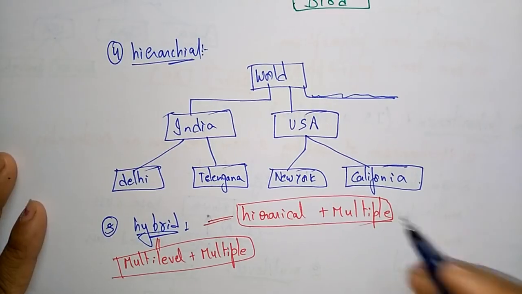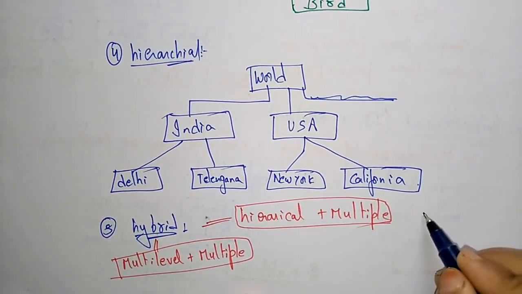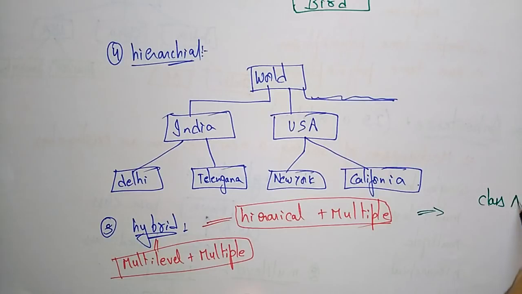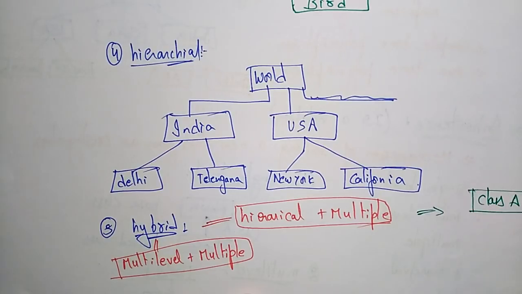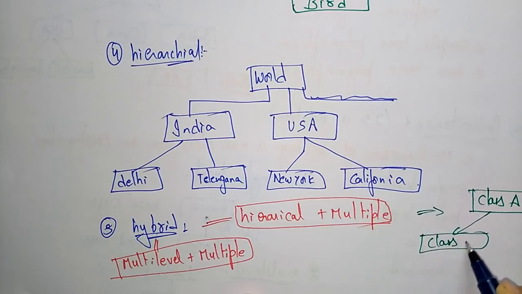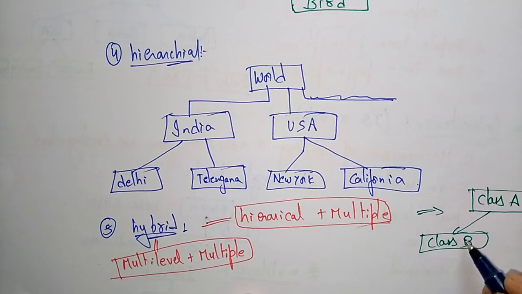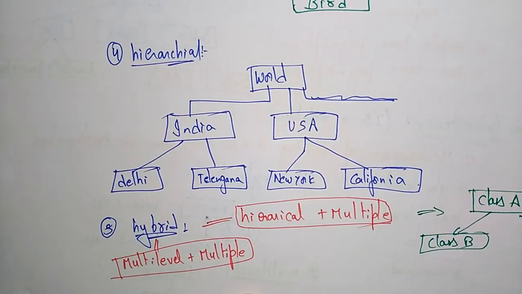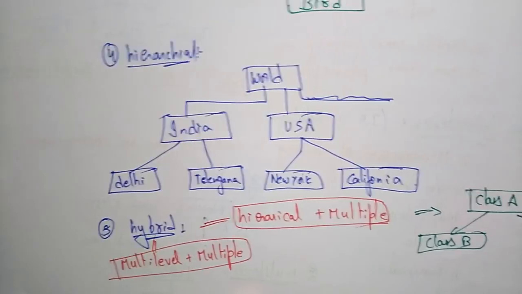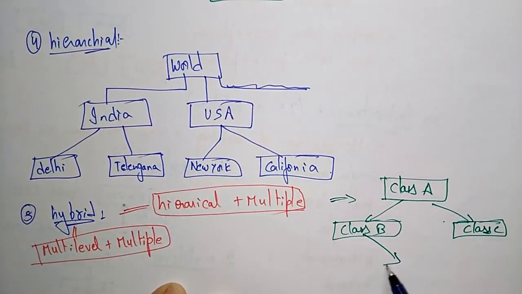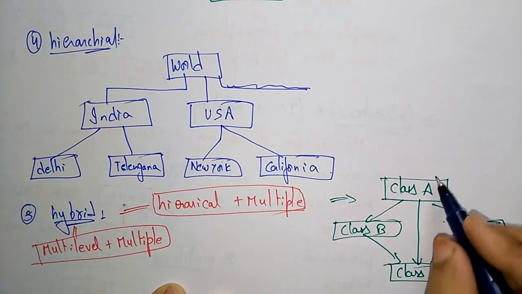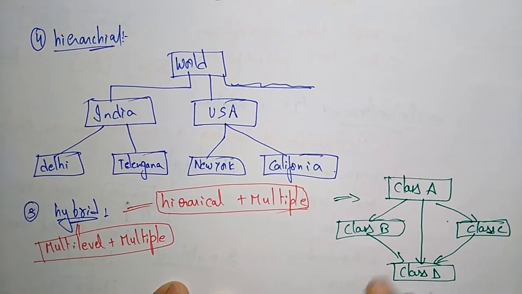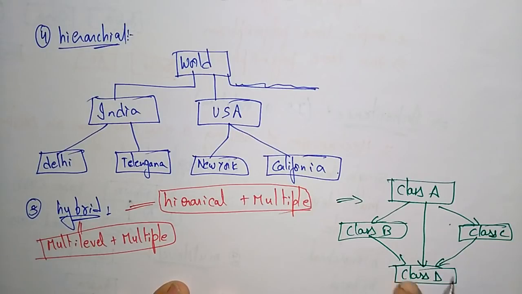Hierarchical plus multiple can be represented like this: suppose class A is derived into class B and class C. Both are acquiring the properties of class D. Class C is acquiring the properties of class D, and in the same way class A is acquiring the properties of class D. So this is hierarchical plus multiple inheritance.